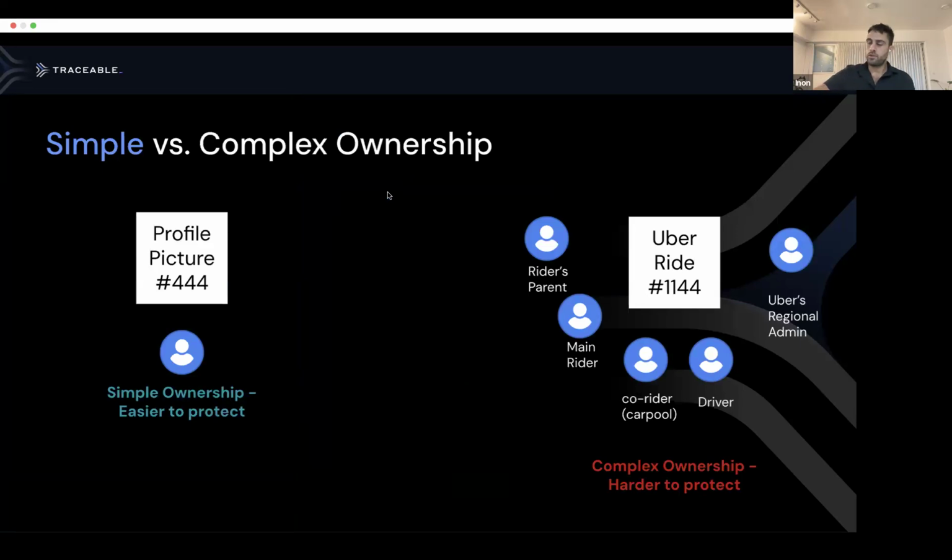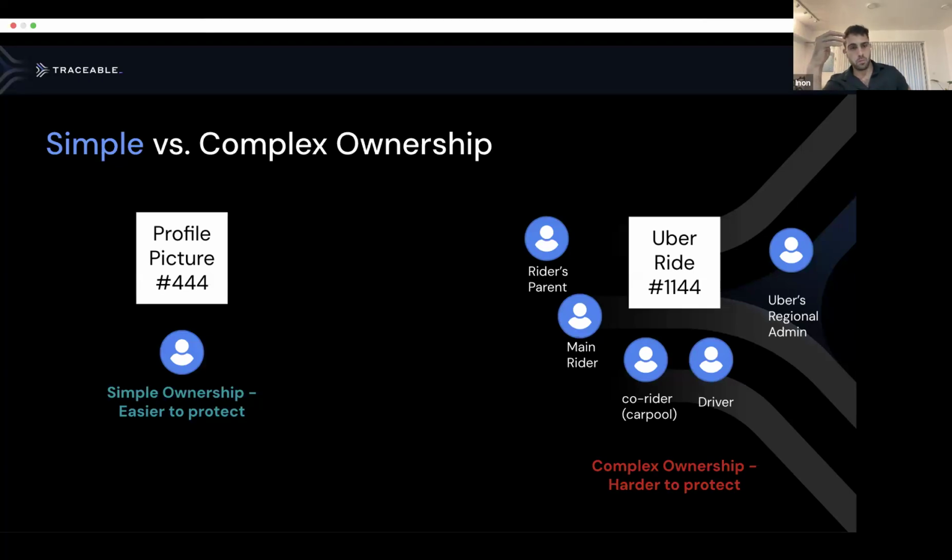So I want to talk to you about some of the challenges and the ideas of how you need to design your authorization mechanism. And before we talk about the designing and the implementation of authorization, I want to talk to you about the concept of simple versus complex ownership when it comes to objects in an API.